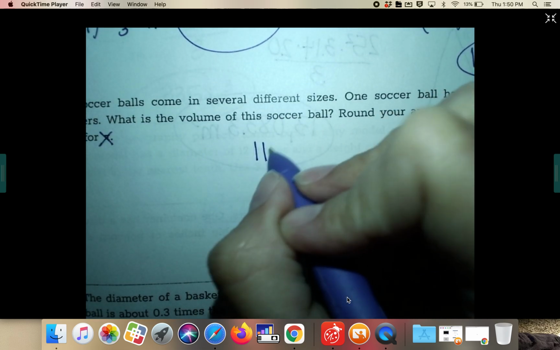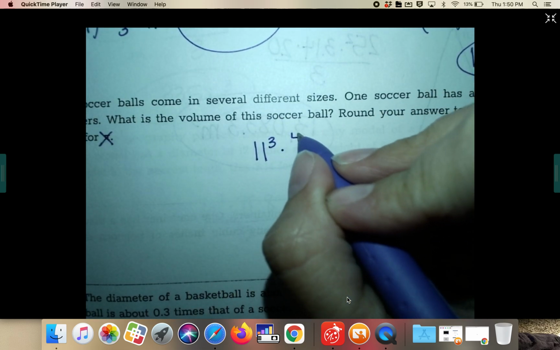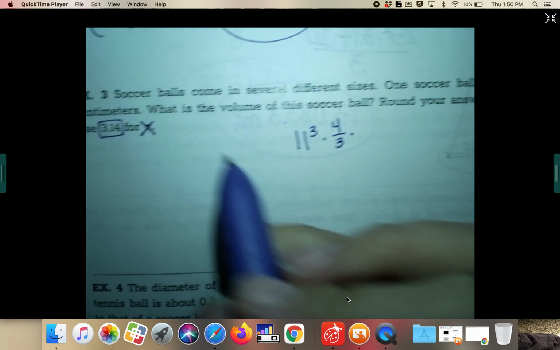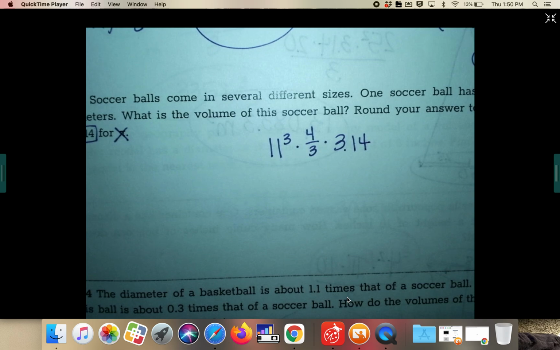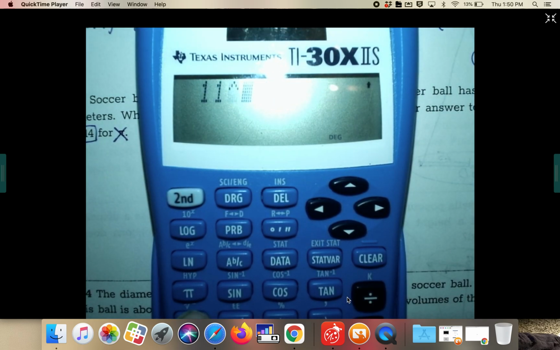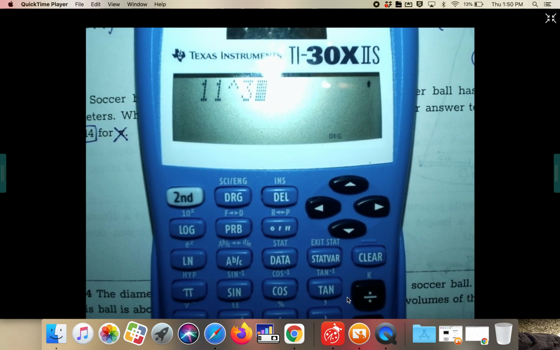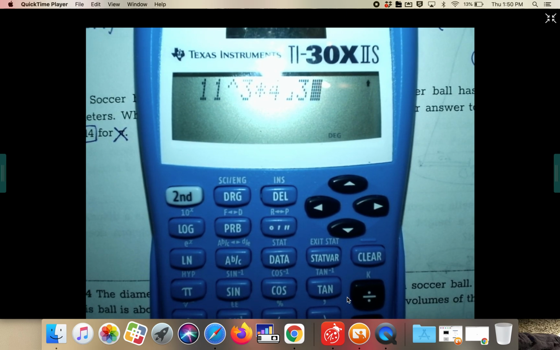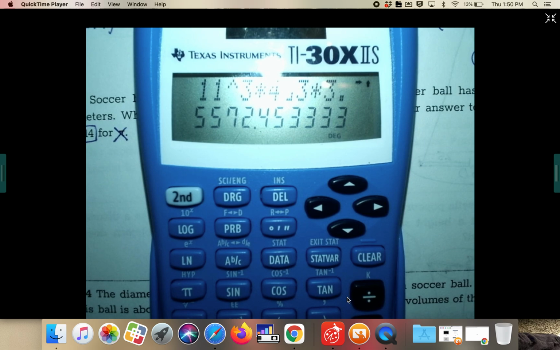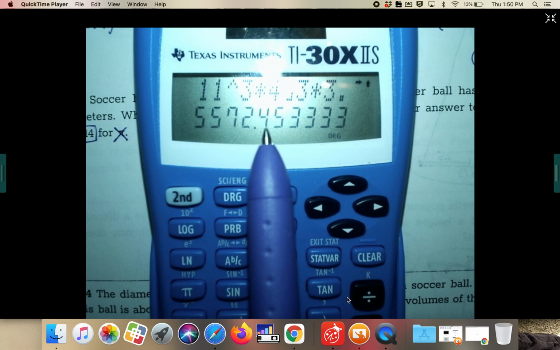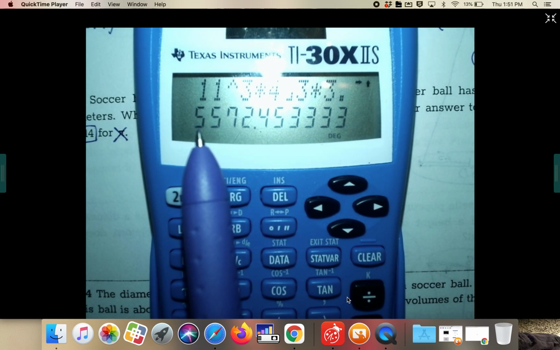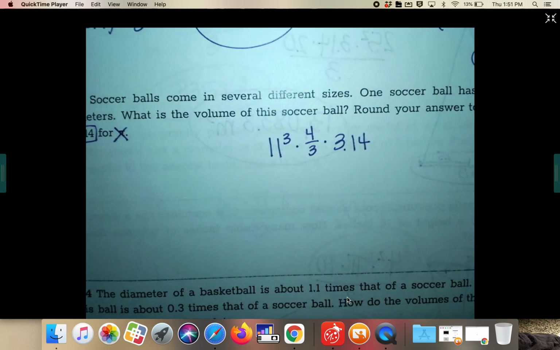So we are going to take 11 cubed times 4/3 times, not the pi button this time, but 3.14. And that's it. So 11 cubed is 11 to the third power times 4 ABC 3 times 3.14 instead of pi, 5,572.4, but the 4 is going to bump up to a 5, so 5,572.5.